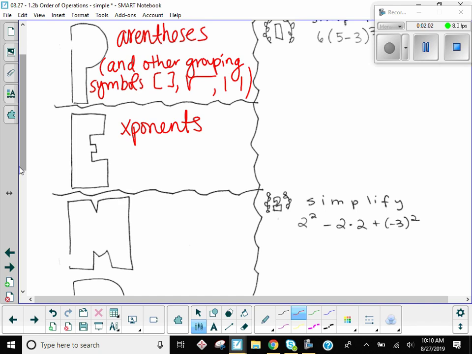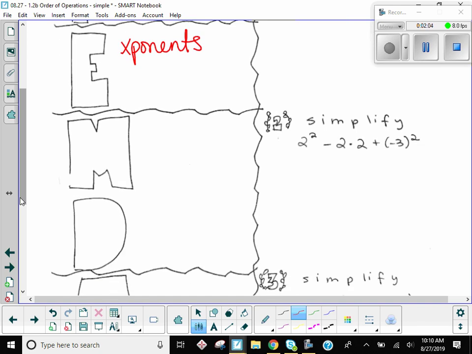The next thing is M and D together. See how they're grouped together? The next squiggly bar is under the D. So you do all multiplication and division at the same time, but what's the money thing I told you a little while ago? Left to right. So real big here, left to right.